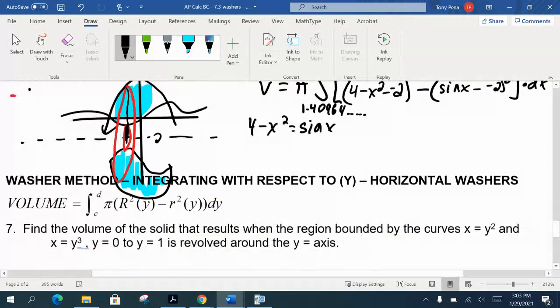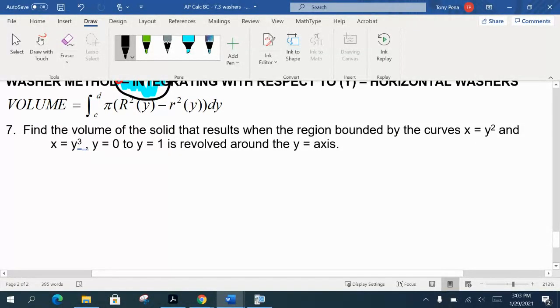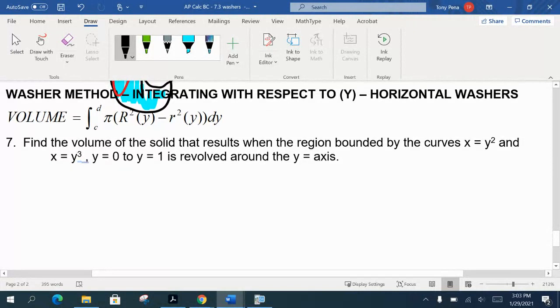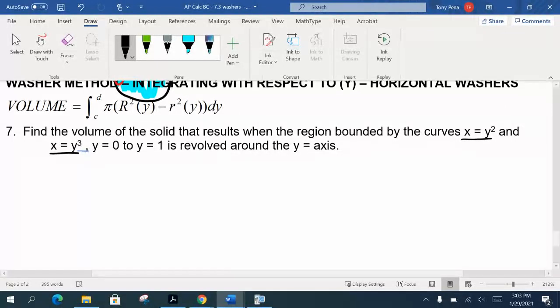First 6 are all verticals, and then we'll just do one of these. I think you'll understand this, and then I'll put you out of your misery. Horizontal washers. So same thing we did with the discs, same thing we did with area, same thing we did with our cross sections. Look at how these are written. You're going to have to graph that most likely on your calculator, unless you know what these look like.